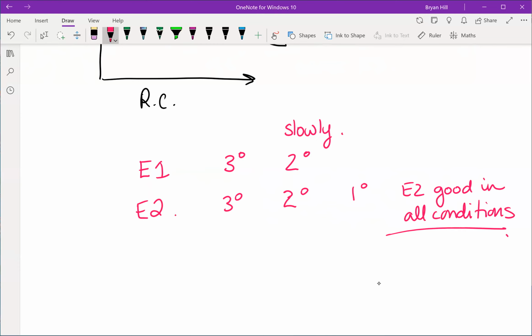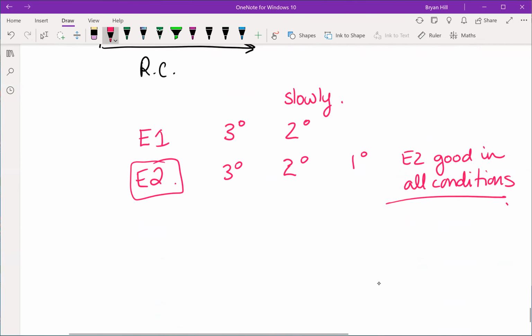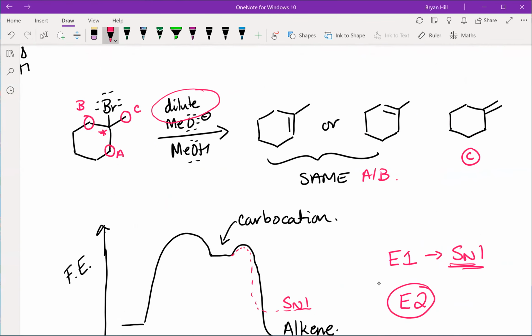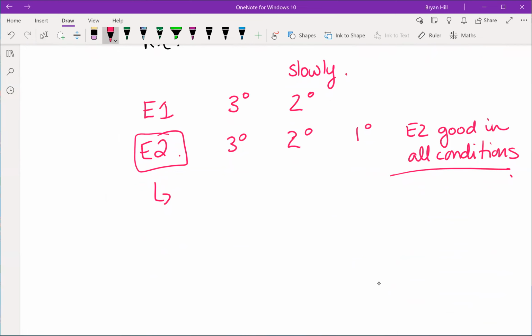So E2 is practically a more useful elimination reaction, because there's not a potential side product in an SN1, and you don't have to dilute your reaction mixture. You could just throw in a concentrated amount of base and the reaction will be over quicker. So E2 eliminations tend to be more practical.